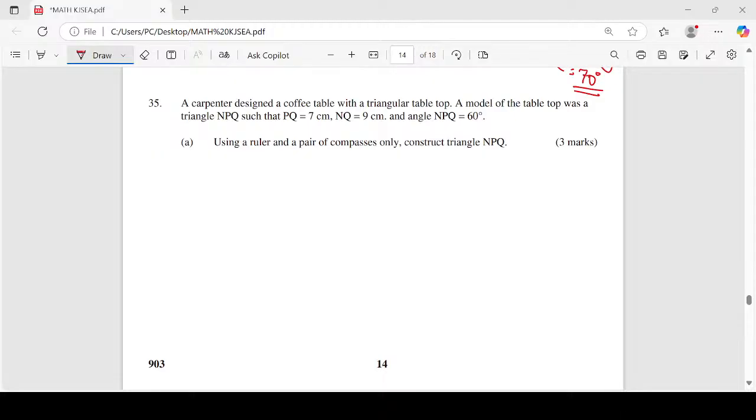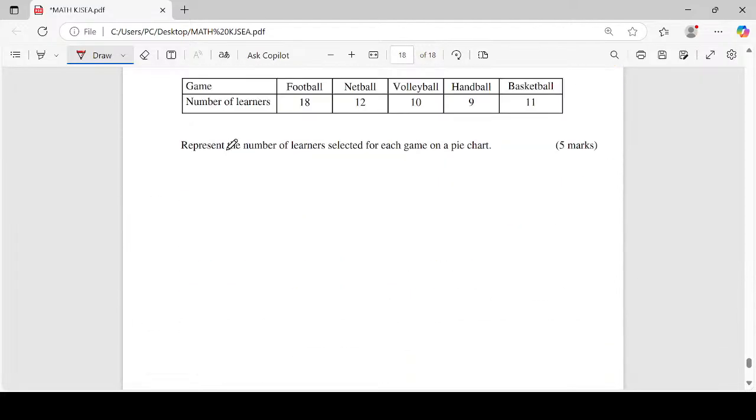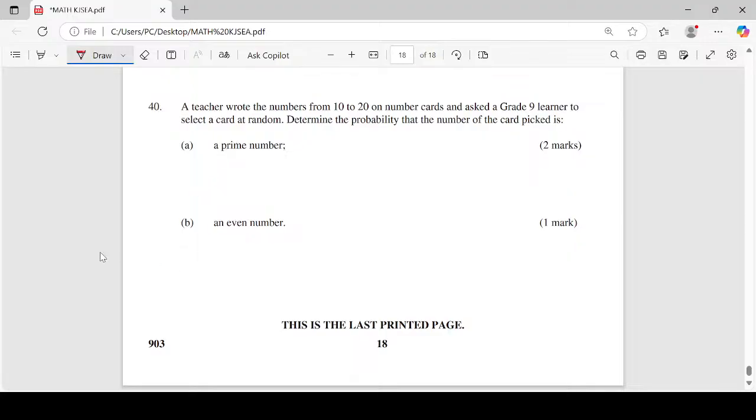Let's get to our question from where we left, and we proceed to the final part. A teacher wrote the numbers 10 to 20 on number cards and asked grade 9 learners to select a card at random. Determine the probability that the number of the card picked is a prime number. So numbers from 10 to 20. Let's first list the numbers.